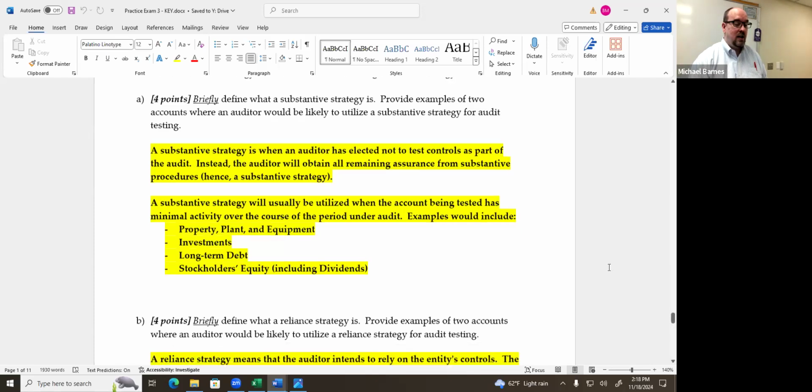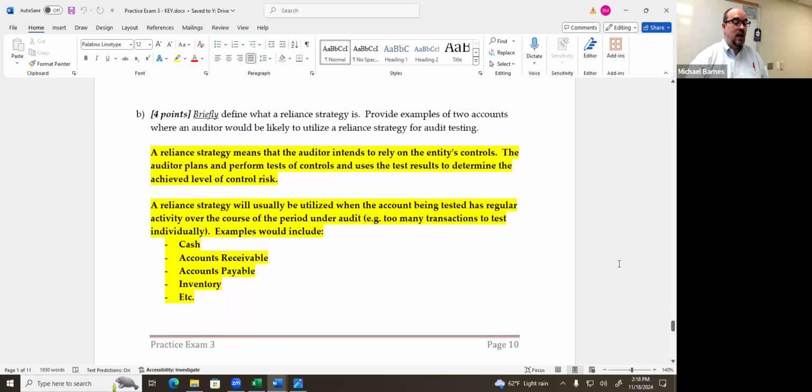Contrast that to a reliance strategy. A reliance strategy means the auditor intends to rely on the entity's controls. The auditor plans to perform tests of controls and uses the test results to determine the achieved level of control risk. This is usually going to take place when there's a lot of transaction activity. So basically that's everything else in the balance sheet, okay? Cash, accounts receivable, accounts payable, inventory. By the way, et cetera would not be a correct answer here, but you guys get what I'm saying when I say et cetera, okay?